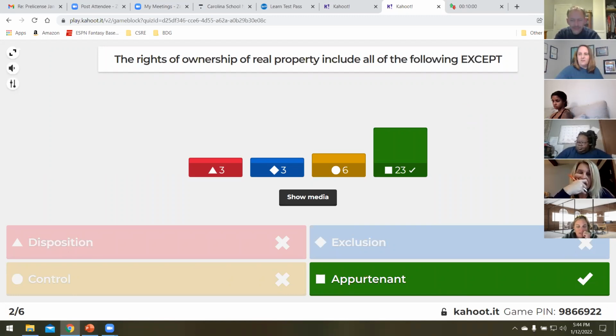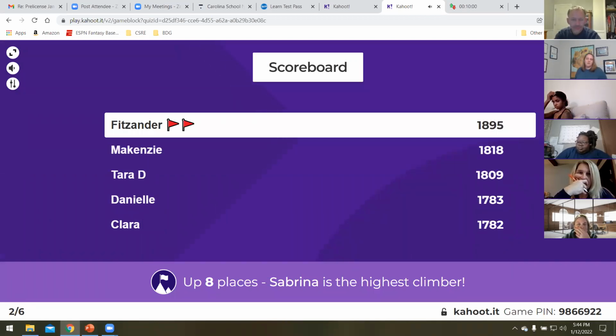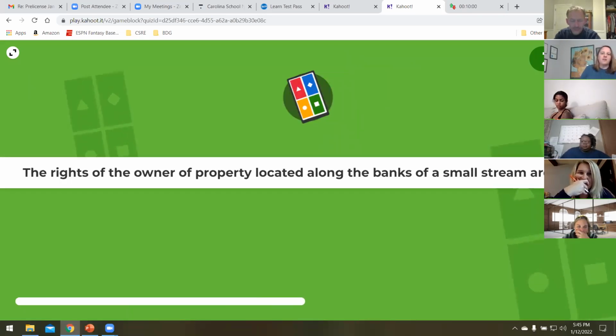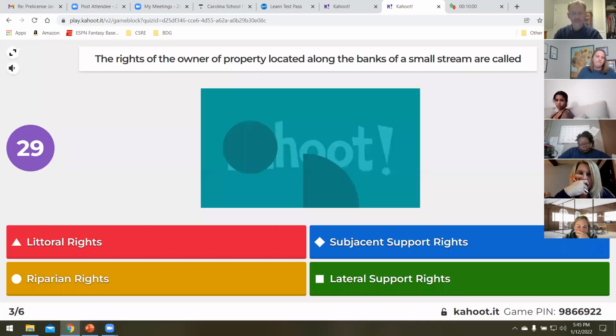Okay. So see how we're doing now. We've got Fitzander staying on top, Mackenzie creeped up, Tara D, Danielle, Clara. Sabrina is our highest climber this round. She's up 8 places, so it gives us little progresses as we go. Kind of fun. The rights of the owner of property located along the banks of a small stream are called.